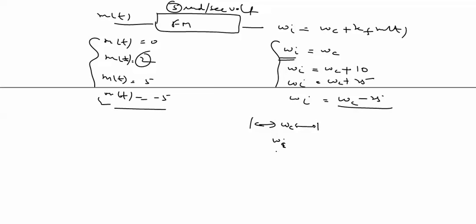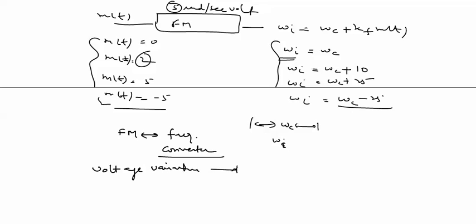is converted into frequency variation. This is known as frequency modulation. Frequency modulation is basically a voltage to frequency converter: voltage variation converted into frequency variation.